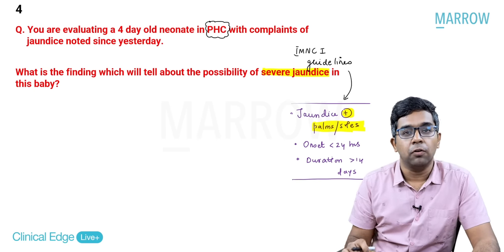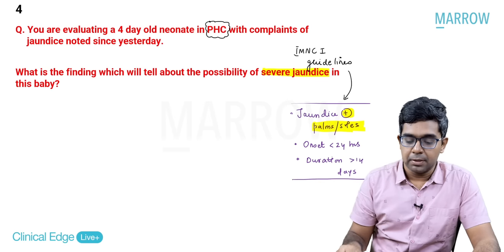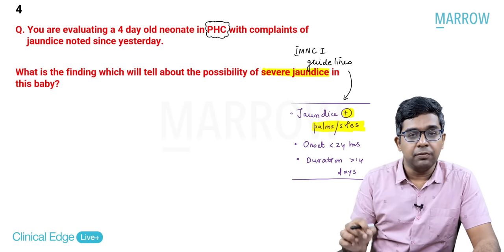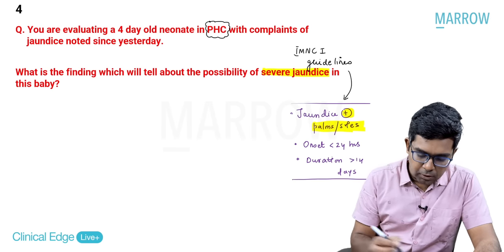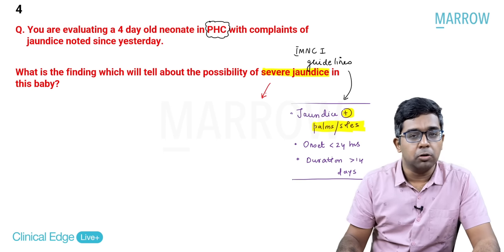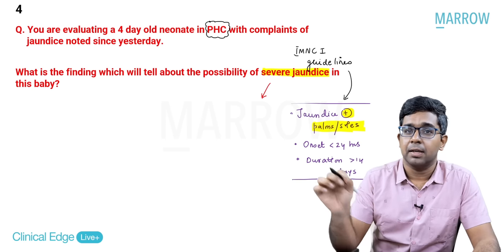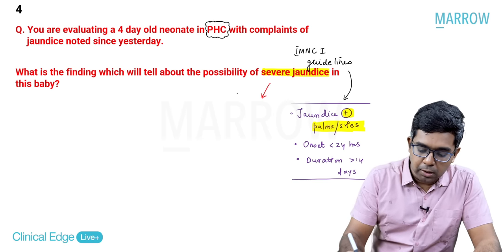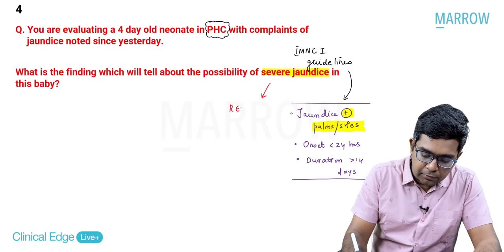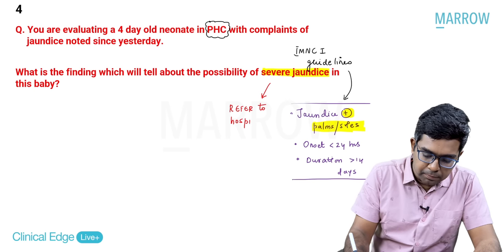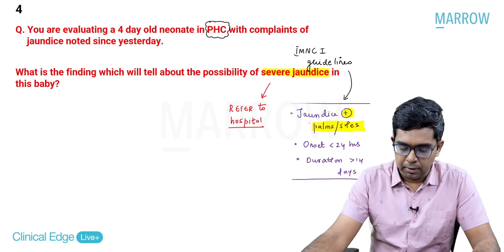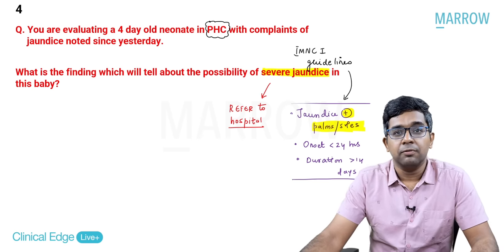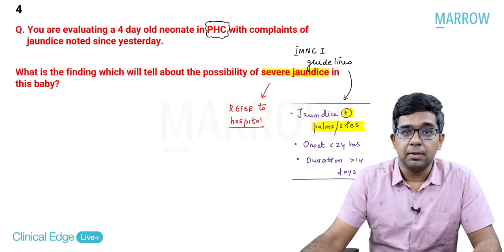So the first thing I'm going to look for is whether the jaundice is present in the palms or soles. And if it is present, I would call it a severe jaundice. And always remember, when you have severe jaundice in a newborn baby and you are assessing at a peripheral healthcare facility like a primary health center, you have to immediately refer the baby to a hospital setting. Okay, so in this baby, I should be referring to a hospital setting. That should be the plan of management if I see severe jaundice features in this particular baby.